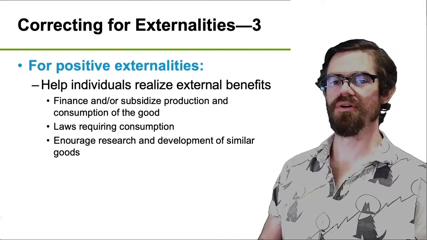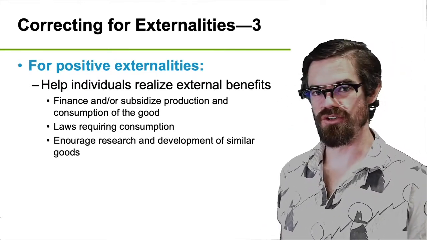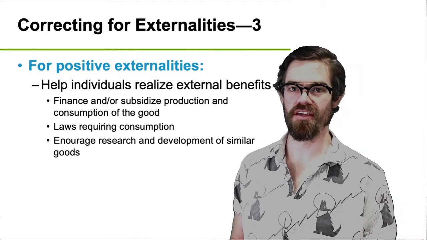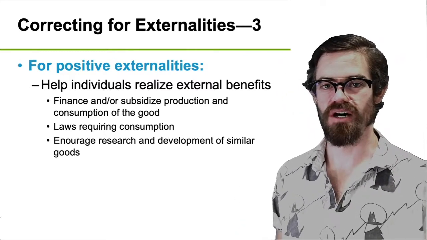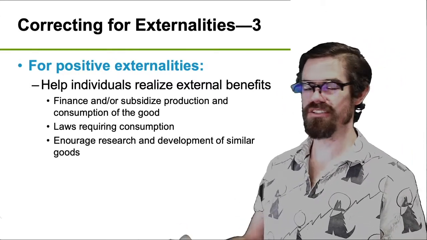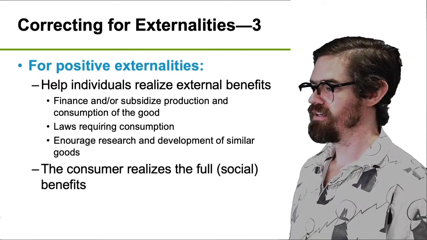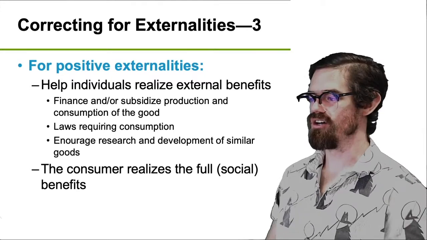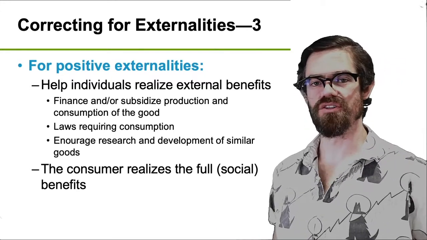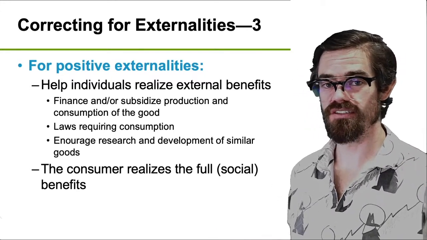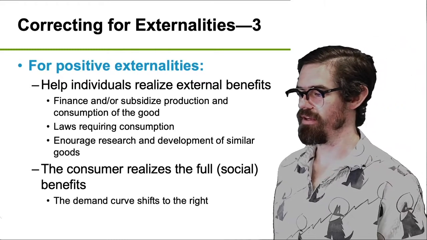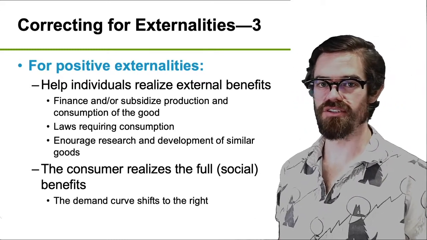And we could also encourage research and development of similar goods, other things that also provide positive externalities. So basically just the exact opposite of what we saw with negative externalities. And all these things help the consumer to realize the full social benefits. And graphically, the demand curve shifts to the right.